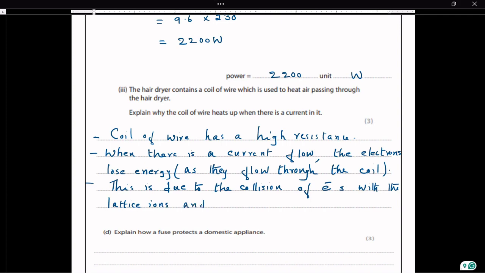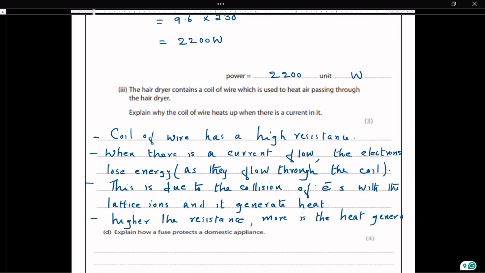And electrons are losing energy. That means this collision is generating heat. It generates heat. Then we can add that higher the resistance, more is the heat generated.